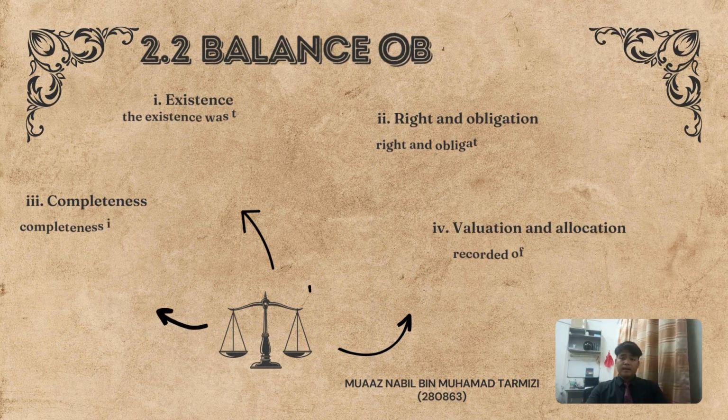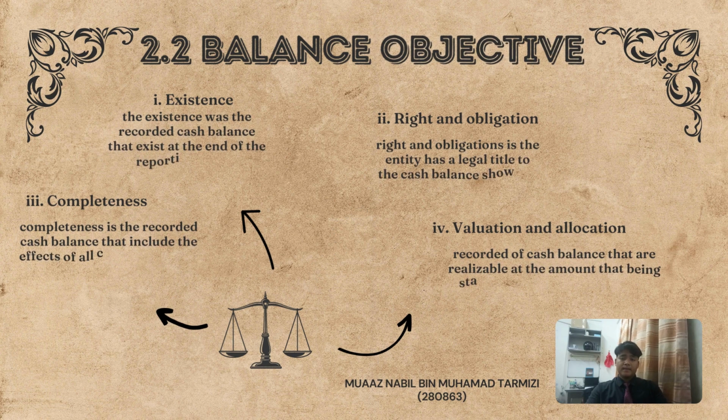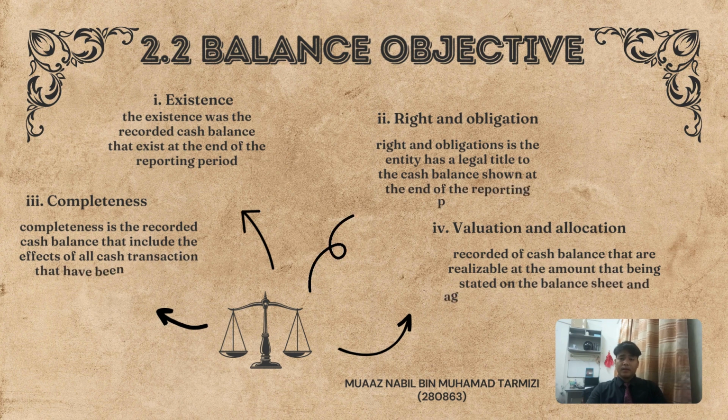Now we move to the balance objectives, where balance assertions apply to balance sheet items such as assets, liabilities, and shareholder equity. There are 4 balance objective assertions, which are existence, rights and obligations, completeness, and valuation and allocation. Existence is the cash balance that is shown at the end of the reporting period. Meanwhile, rights and obligations is that the entity has the legal title to the cash balance shown at the end of the reporting period.